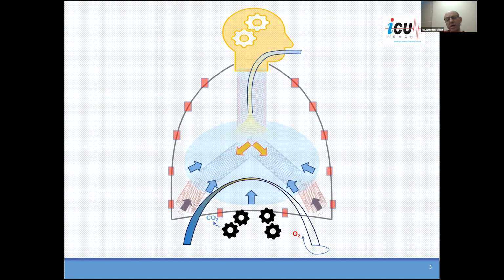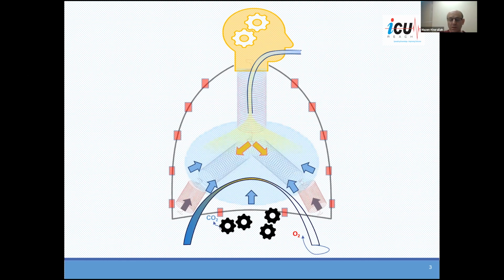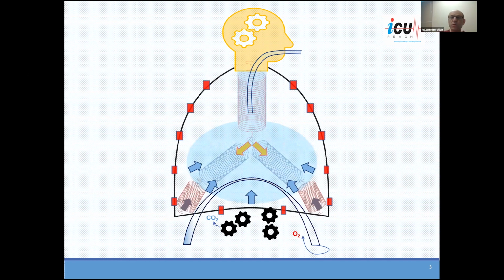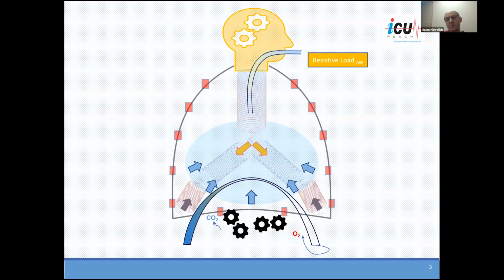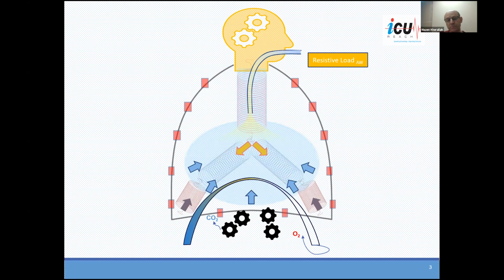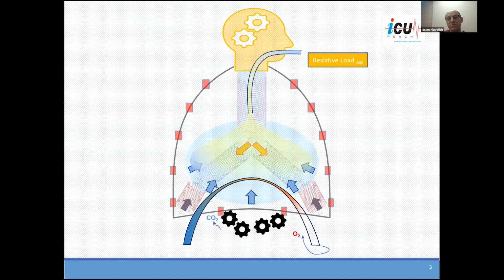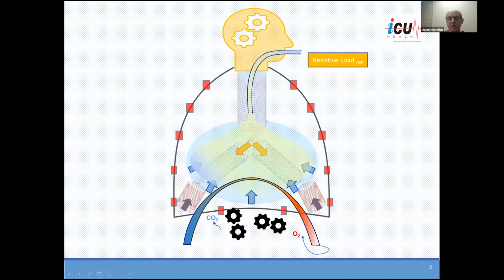So as you see here, you have a patient who's intubated. And of course, we have different components that we need to overcome. The first thing that we need to overcome is the resistive load, which is the resistance of the airways. And you can see the spring here representing the airway resistance.